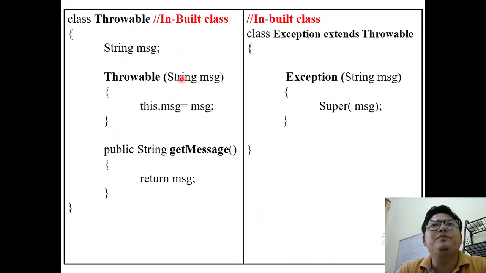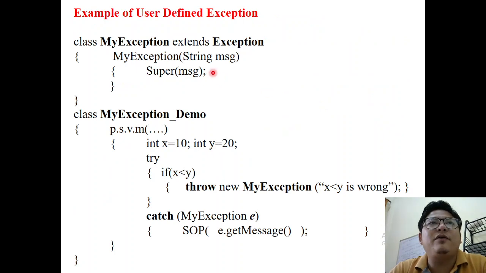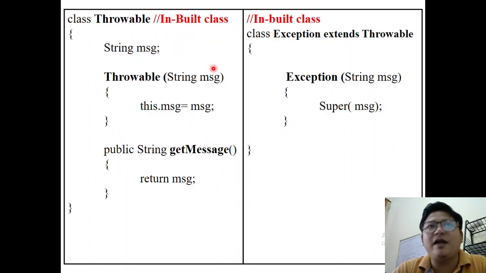So when you execute this, whatever message is received here will be passed on to this location. Again, this will pass on to this location, and further at the end the message will be initialized in the instance variable of Throwable.